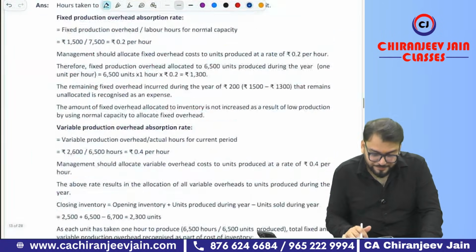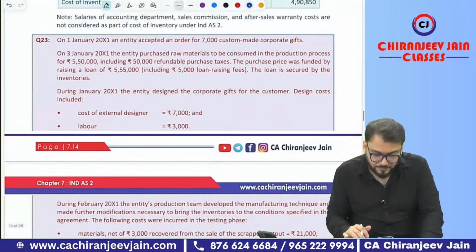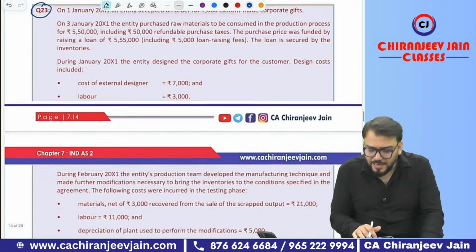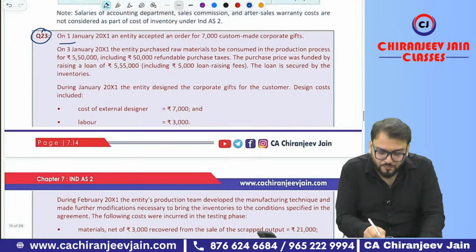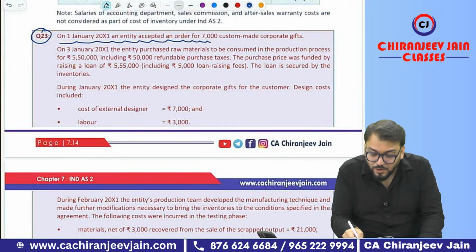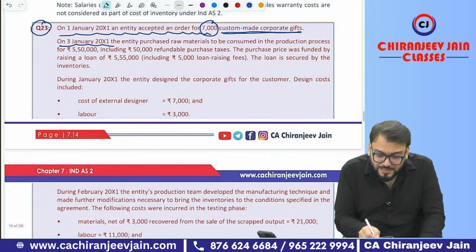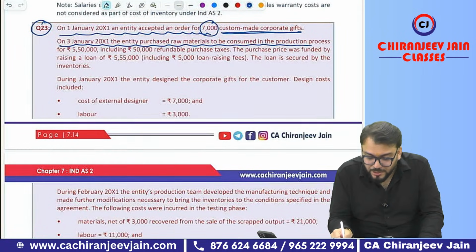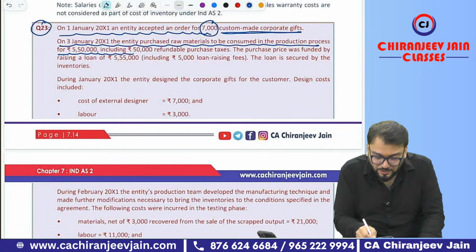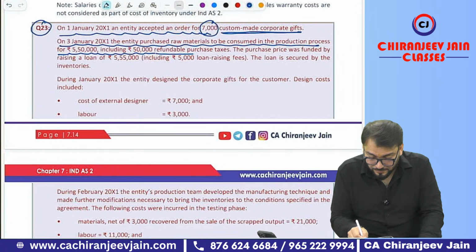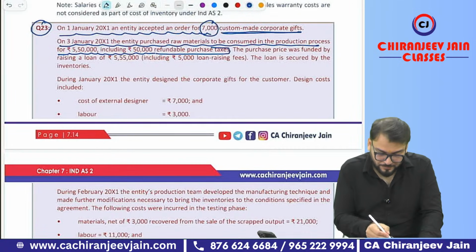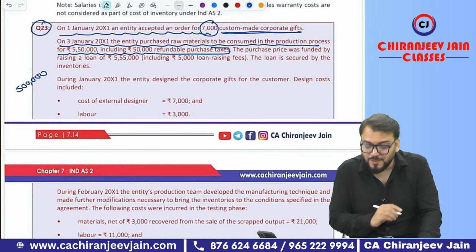Come to 23. It is already asked in exam, but a simple question. On 1st Jan 2001, entity accepted an order of 7,000 custom made corporate gifts. On 3rd January, the entity purchased raw material to be consumed in the production process for rupees 5,50,000, including 50,000 refundable purchase tax. So the refundable purchase tax will not be added. We will consider only 5 lakh, and 5 lakh will be added to the cost price of inventory.